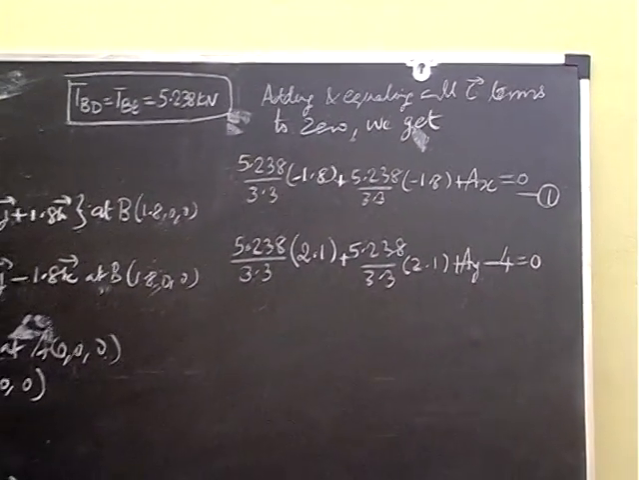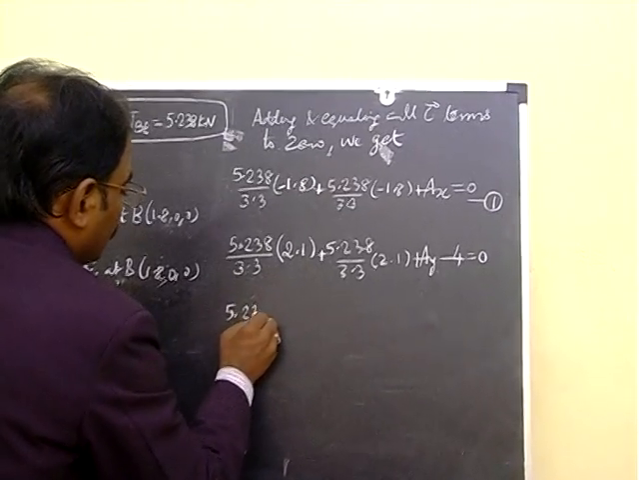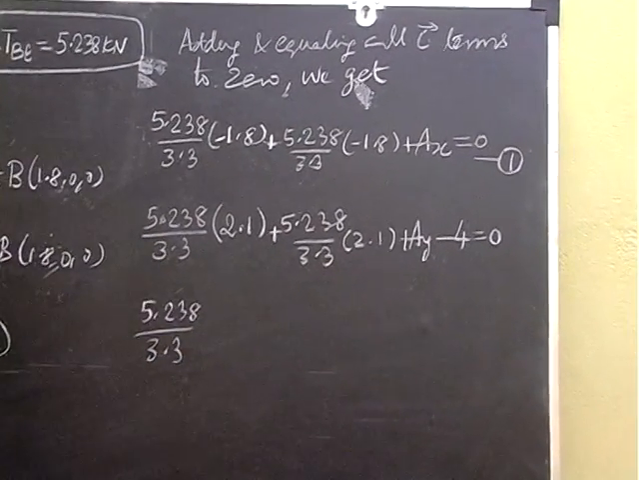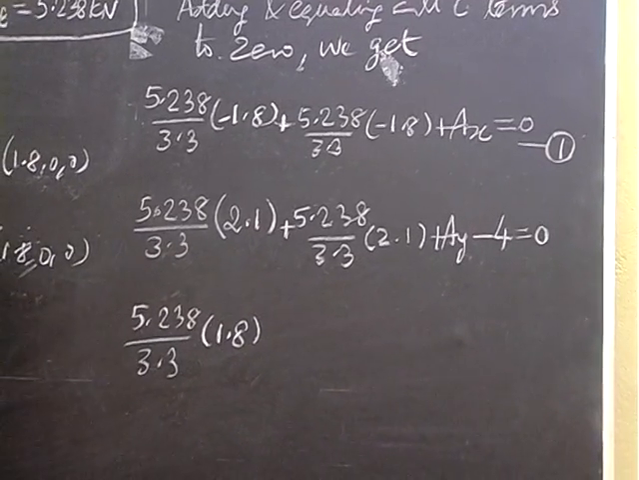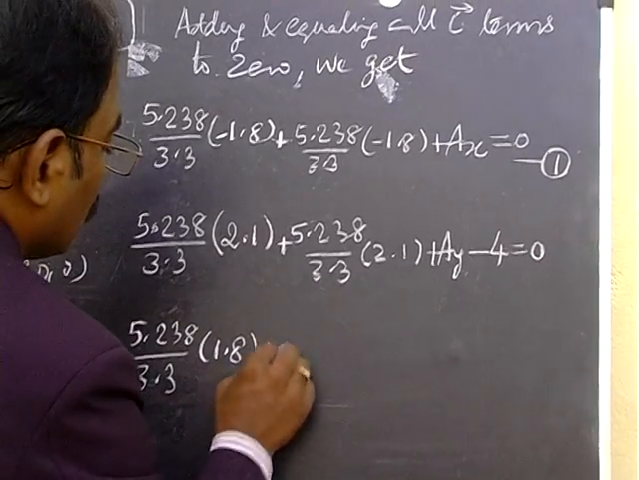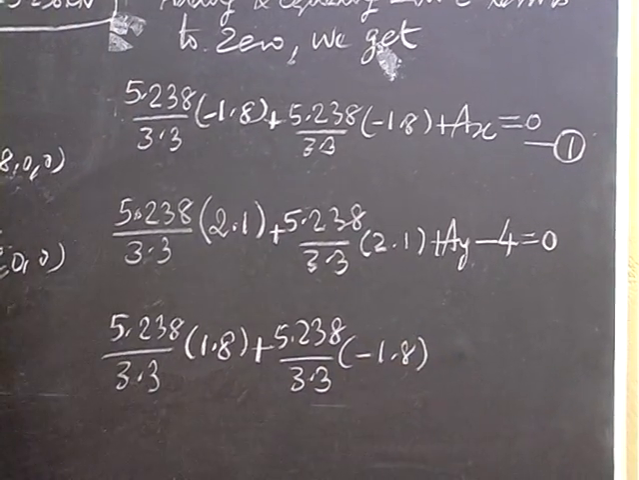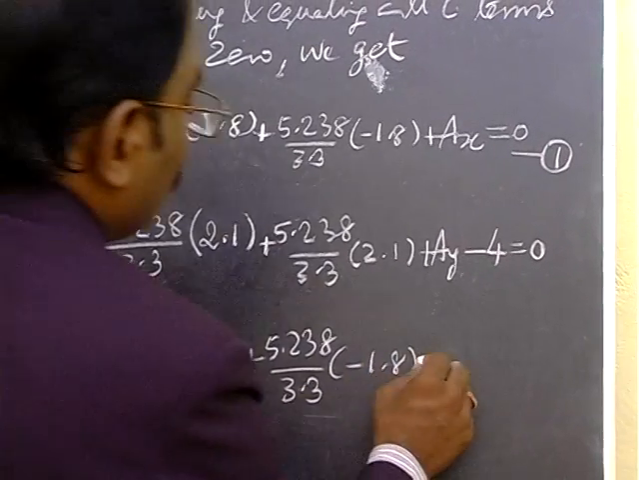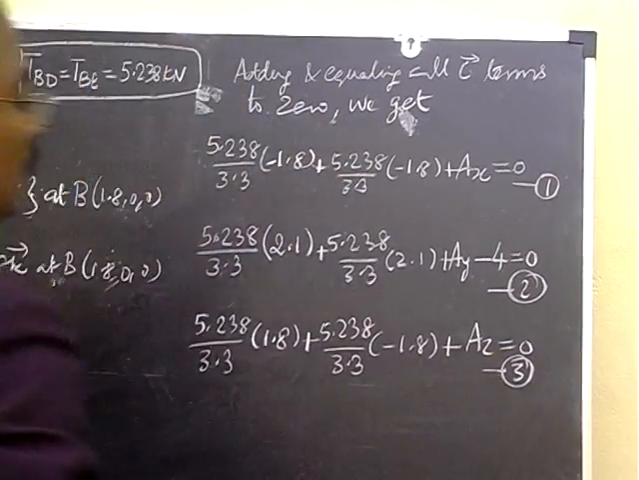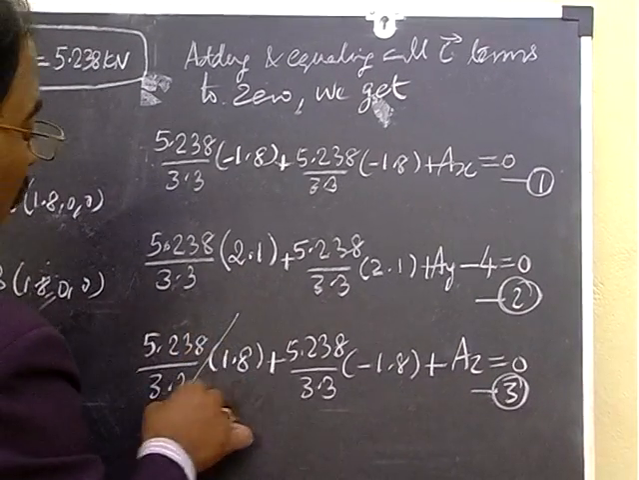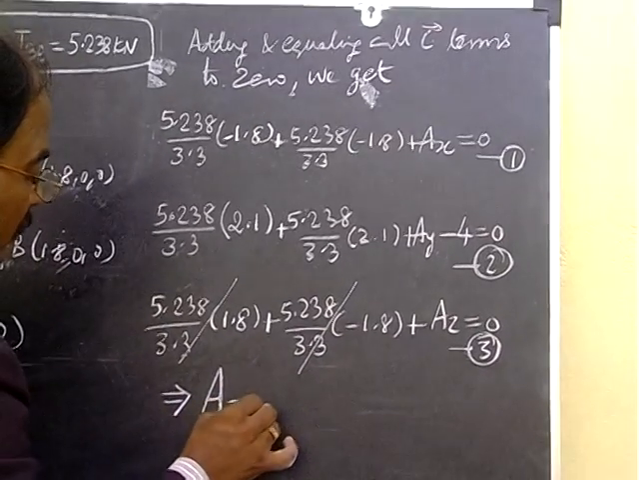We take the K term. Here is 1.8, so that's nothing but 5.238 divided by 3.3 times 1.8, plus, then we have 5.238 by 3.3, but 1.8 minus, then we have the Z value, the K term, AZ is equal to 0. So this is equation 3. Look at all the three equations. You quickly understand these two are plus and minus, so they cancel each other, and will give you a simple value, that is nothing but AZ, which is equal to 0.